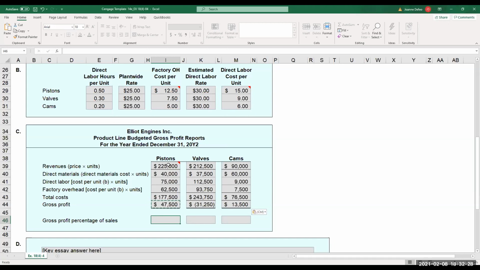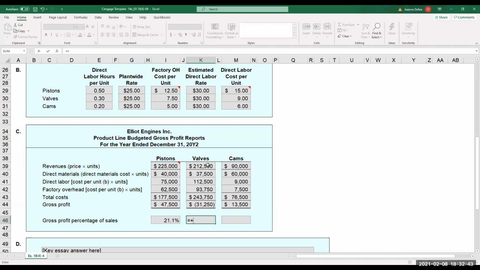So the gross profit percentage is basically, if the sales are 100%, then we're going to take the gross profit over the sales. So that equals plus 47,500 divided by 225,000. So that's our gross profit percentage for the pistons.